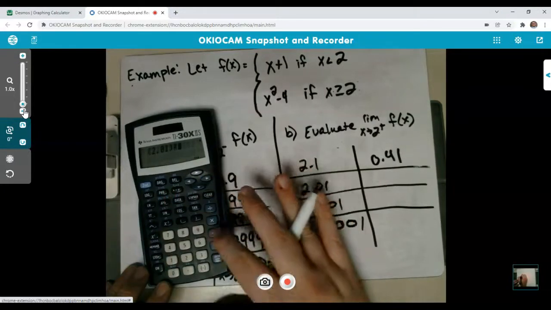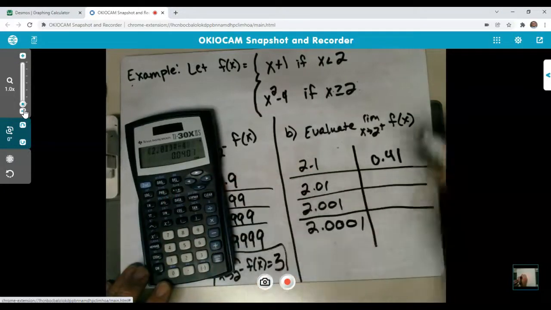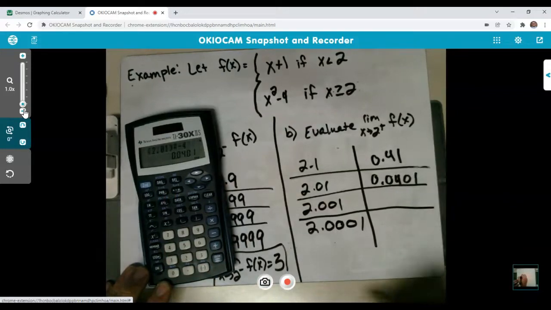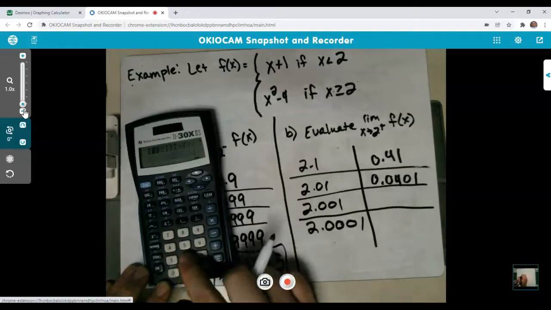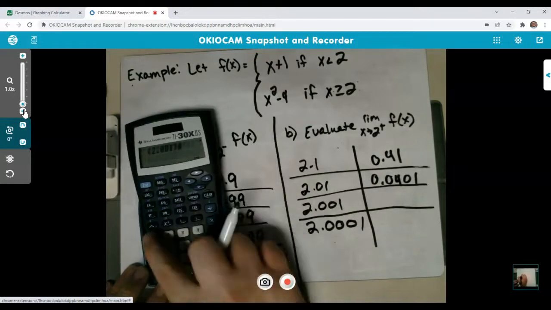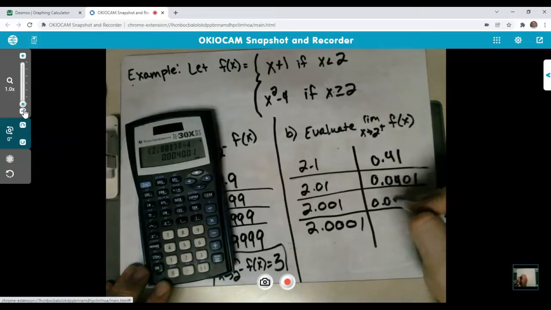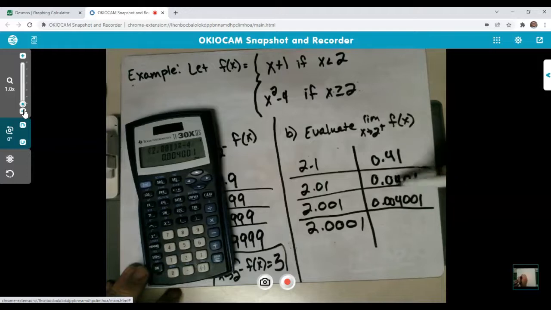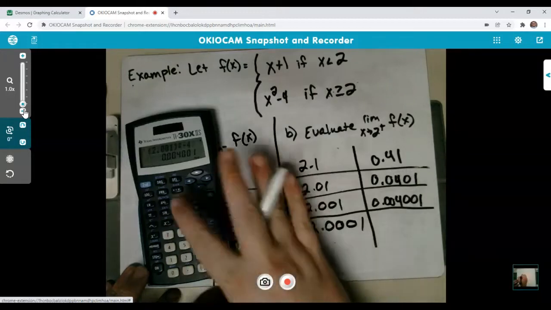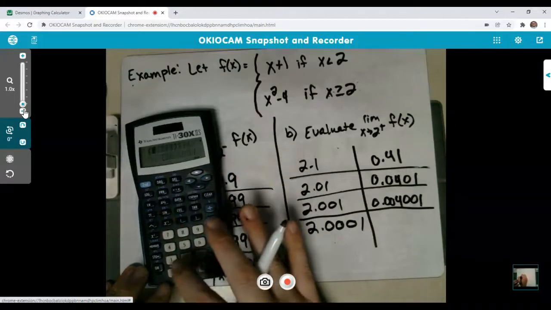2.01 squared minus 4, it's really close to 0.0401. 2.001 squared minus 4, 0.004001. That's cool how that happens. I didn't even plan that, but that's cool. It's the same thing, just 0401. That's pretty neat. Anyway, sorry. Had to have a little nerd moment there.